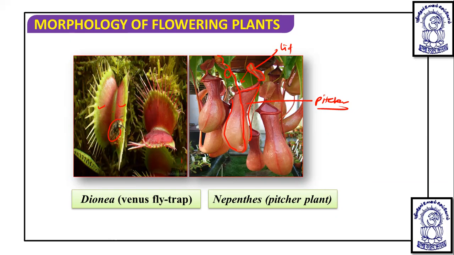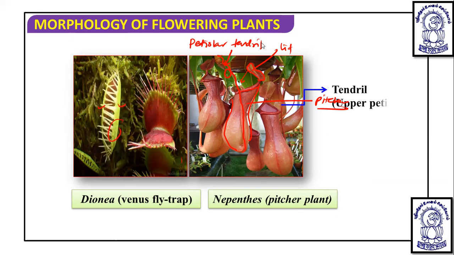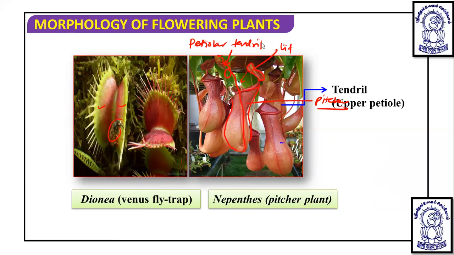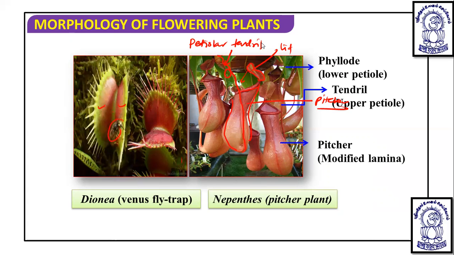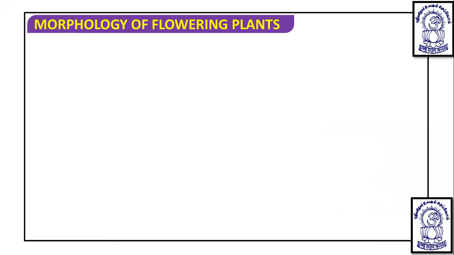Apart from this, the spirally coiled petiole is found, that is known as petiolar tendril. So if somebody asks where the petiole is like tendril, then it is in case of the Nepenthes or a pitcher plant. Okay, so this is a tendril, upper petiole, and this is a modified lamina, that is pitcher, and this is a phylloid, that is a lower petiole.